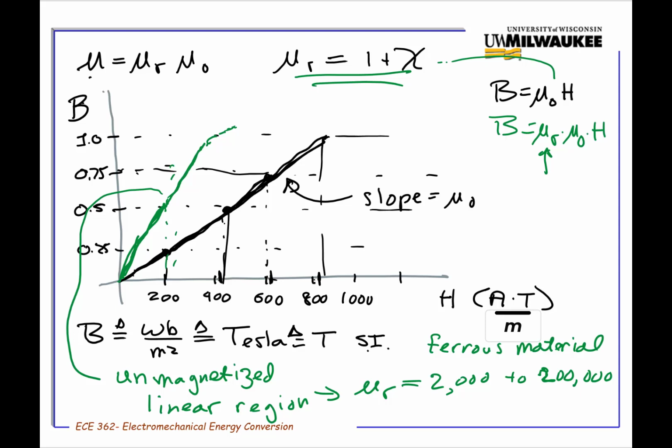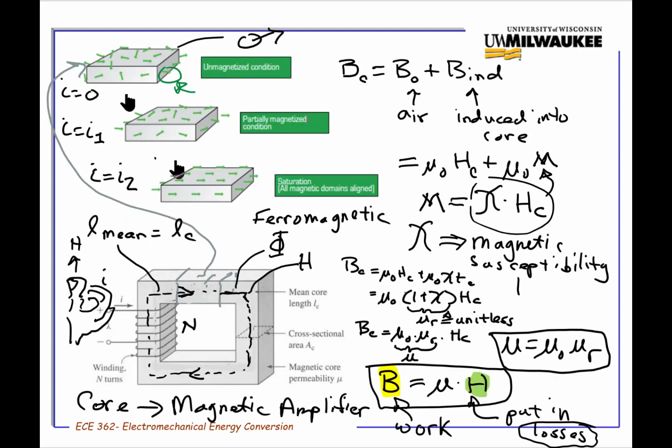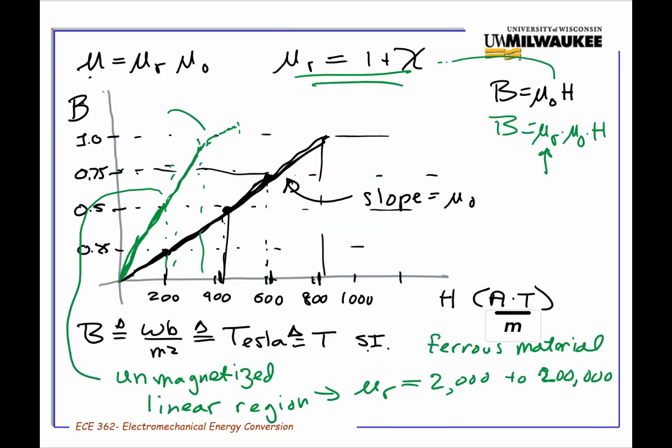And I don't know if it could be 1,000 too. It's just what are the typical values of the mu r. But when you get to this point here, we're actually in this partially magnetized condition. And so we typically refer to this region where it starts to not be linear as the knee of the curve. It's really where the curve starts to bend, and there's kind of a deflection point. That's the exact knee right there.